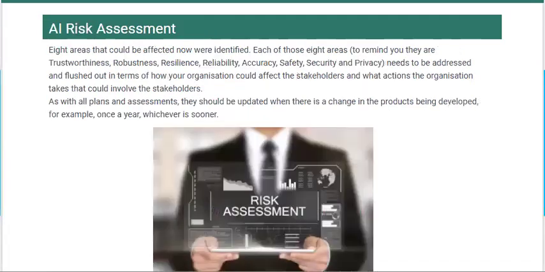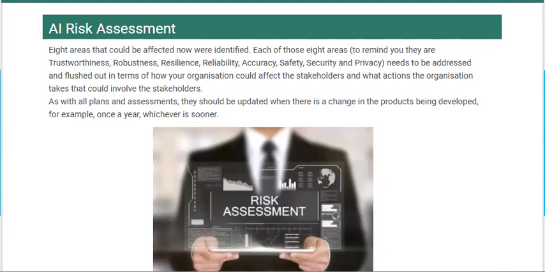AI risk assessment. 8 areas that could be affected now or identified. Each of those 8 areas, to remind you, they are trustworthiness, robustness, resilience, reliability, accuracy, safety, security and privacy, needs to be addressed and flushed out in terms of how your organization could affect the stakeholders and what actions the organization takes that could involve the stakeholders. As with all plans and assessments, they should be updated when there is a change in the products being developed, for example, once a year, whichever is sooner.